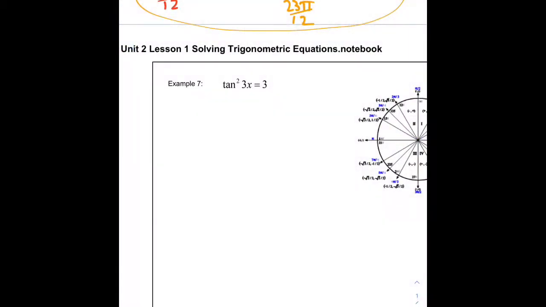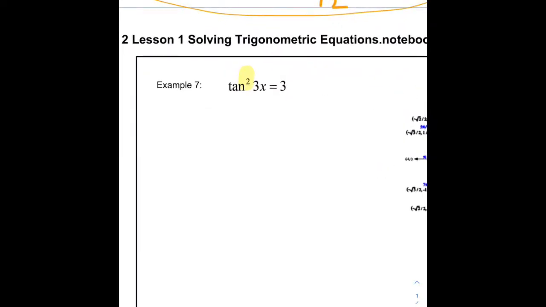Okay, welcome to example 7. This problem is a little bit different than the previous because I have included a power in this problem. So I'm still going to start by asking myself, is this a single angle problem or is this a multiple angle problem? It's multiple. So these are the problems where we're going to use some U substitution, and we're going to go ahead and make sure that we do our general solution first. So I'm going to let U be 3x. So now I get the tangent squared of u is equal to 3, and now I can approach this like you did in part 1 where it's a single angle problem.